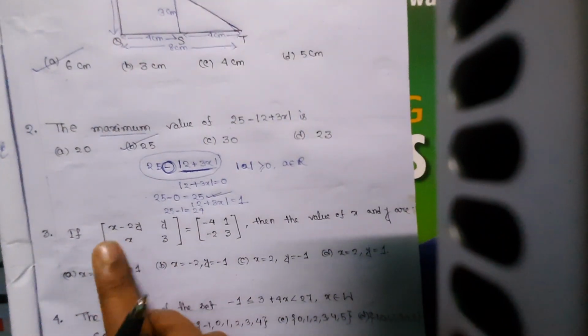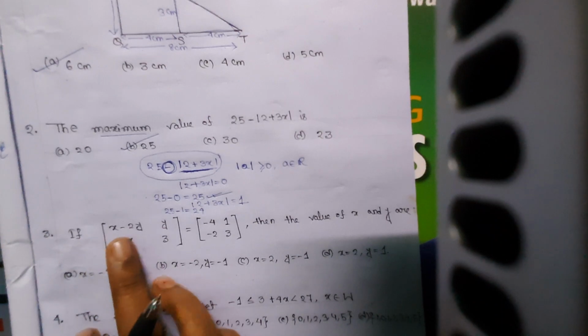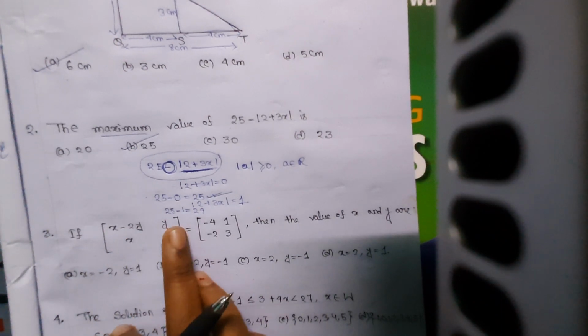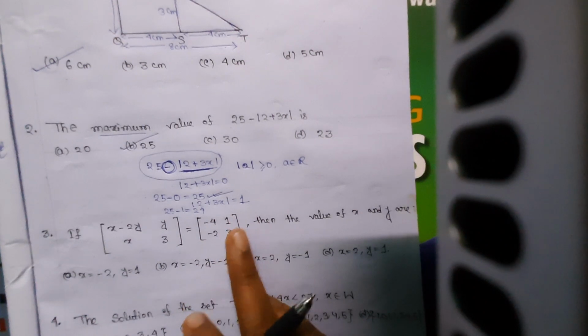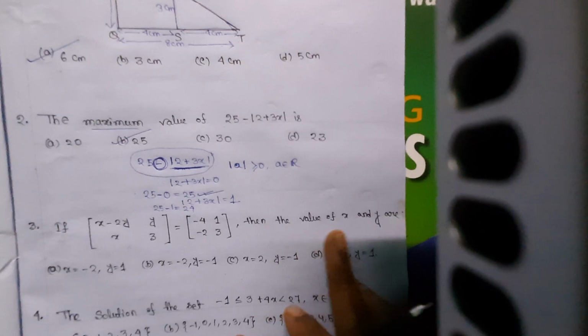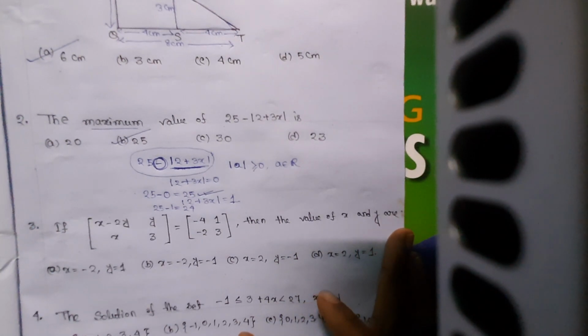Now let's start question number 3. This problem is: if the matrix with x minus 2y, y, x, 3 is equal to the matrix with minus 4, 1, minus 2 and 3, then find the values of x and y.